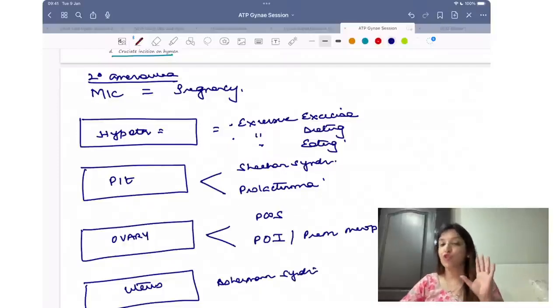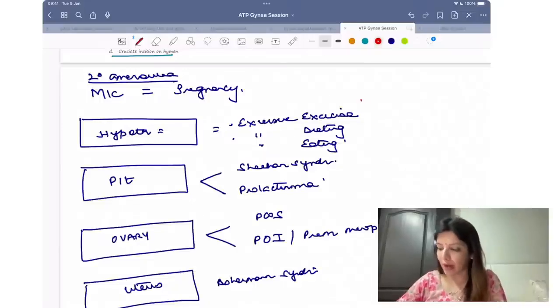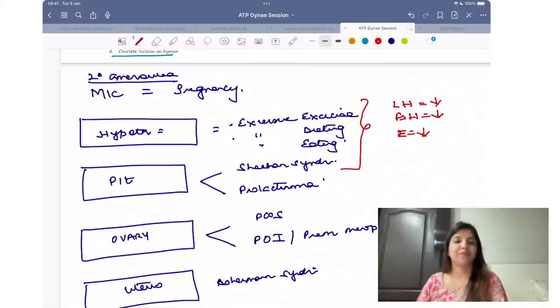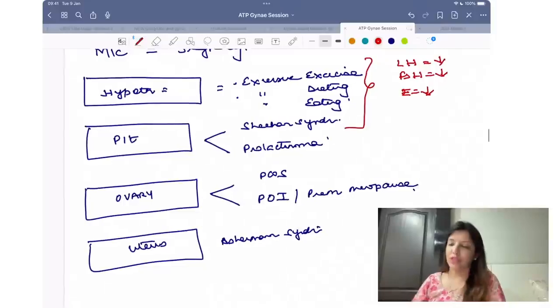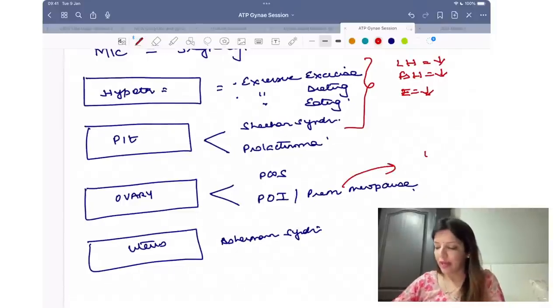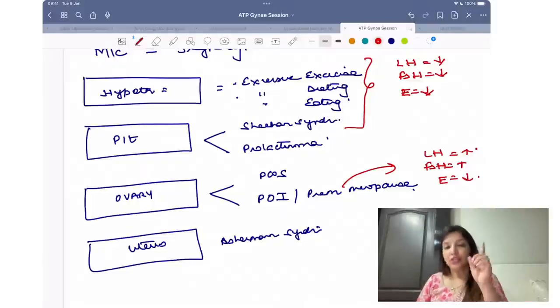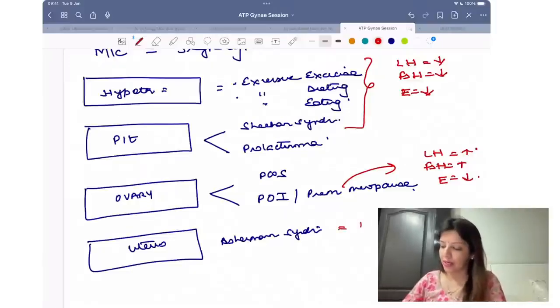अब from our physiology knowledge and जो मैंने अभी तक बताया, जब भी problem hypothalamus या pituitary की होगी, LH, FSH, estrogen, all these are going to be decreased. जब भी problem ovary की होगी, LH, FSH will be increased, estrogen will be decreased. जब भी प्रॉब्लम यूट्रस की होगी, LH नॉर्मल होगा, FSH नॉर्मल होगा, estrogen नॉर्मल होगा.